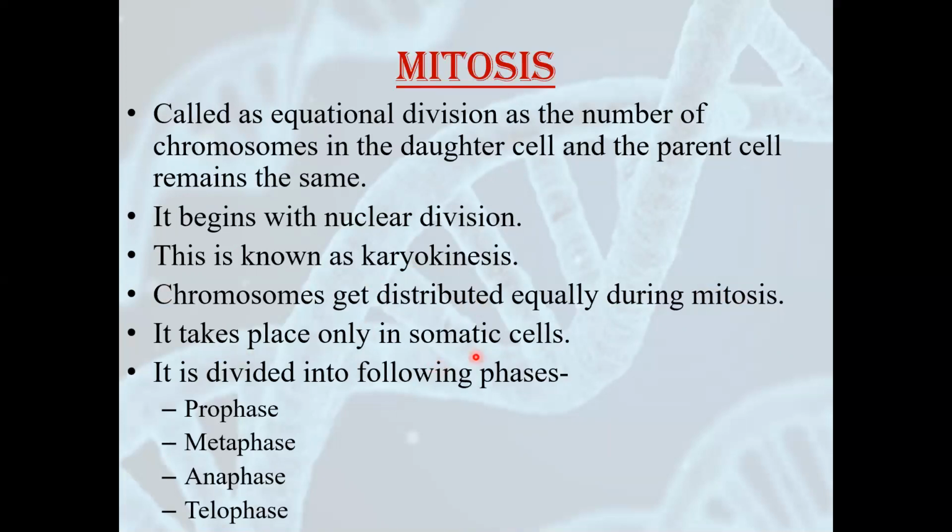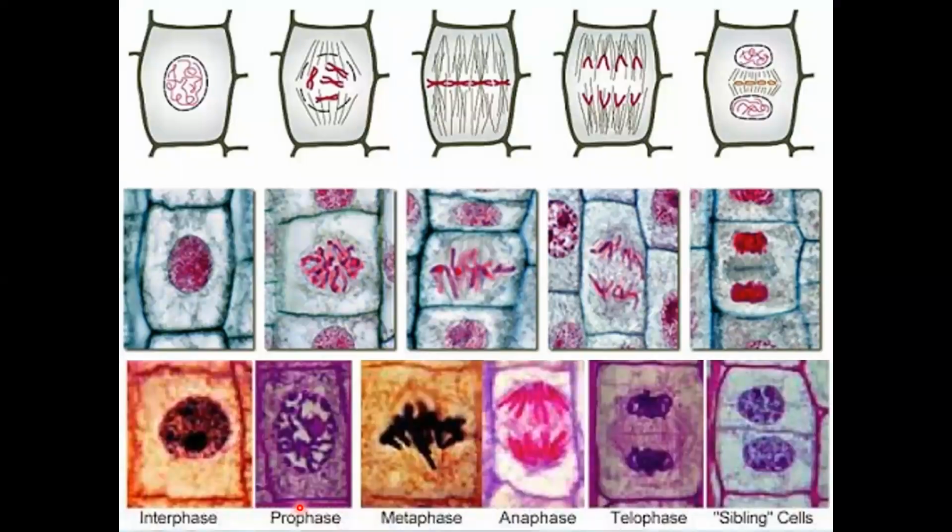Mitosis takes place only in somatic cells. Somatic cells are the cells apart from the reproductive cells. Mitosis is further divided into the following four phases: prophase, metaphase, anaphase, and telophase. Let us see one by one. First, we'll see it through images.